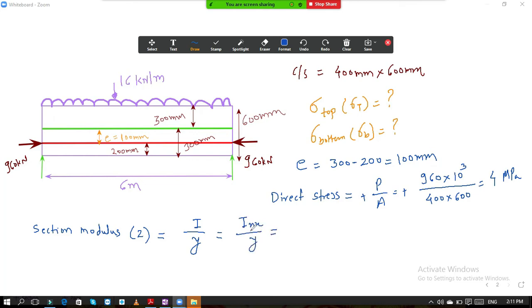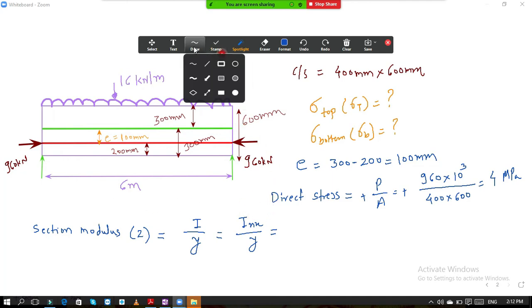Why is it Ixx? Because if you see, this is your beam, this is the neutral axis of the beam, and this is your beam. When the beam will bend, it bends along the x-axis. This neutral axis will bend like this. It will bend along the x-axis. So the section modulus is Ixx by y. It is always bent along the x-axis.